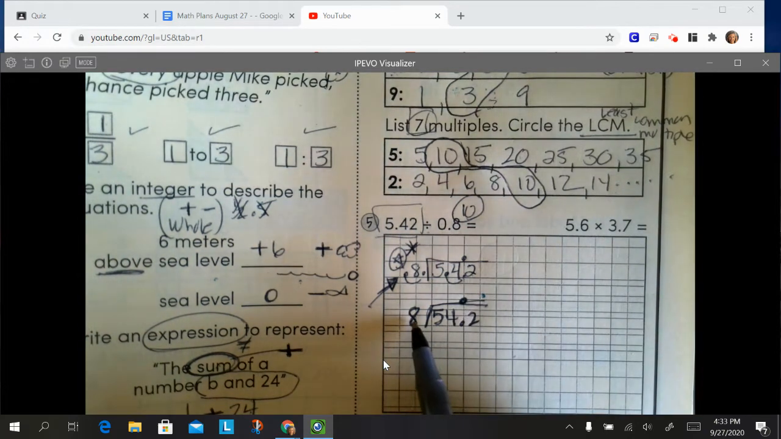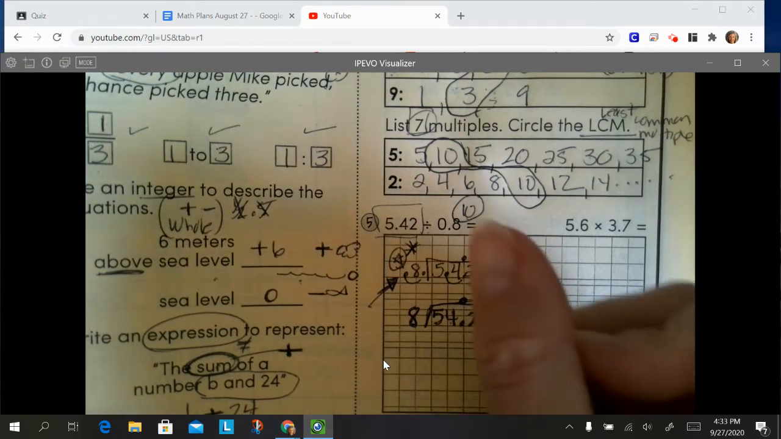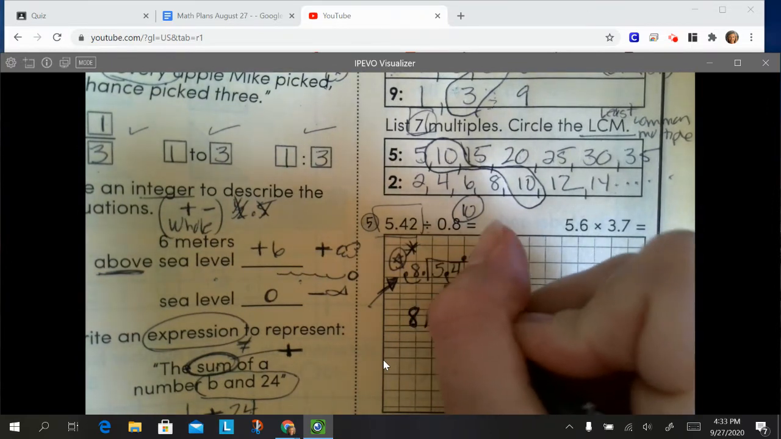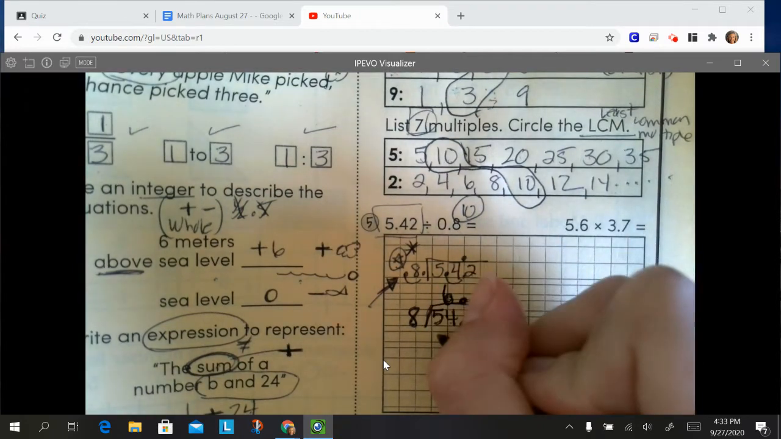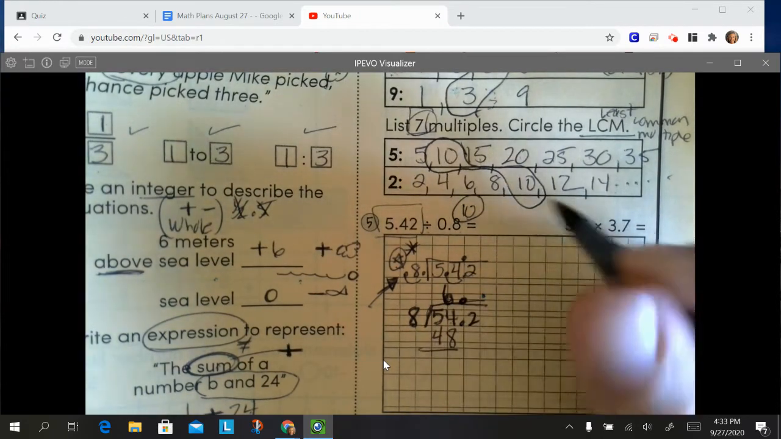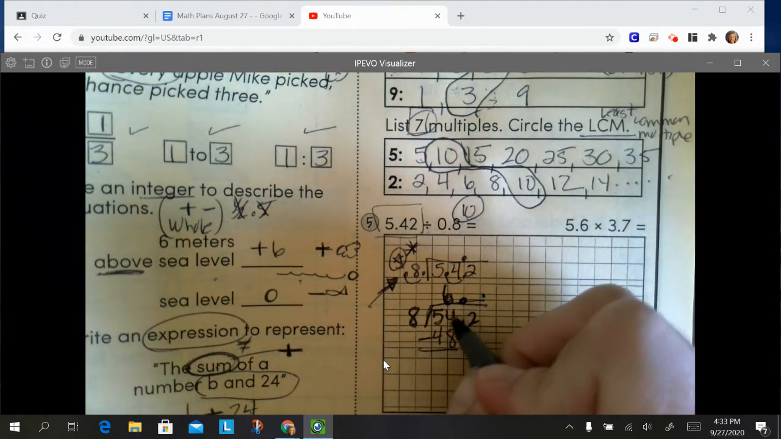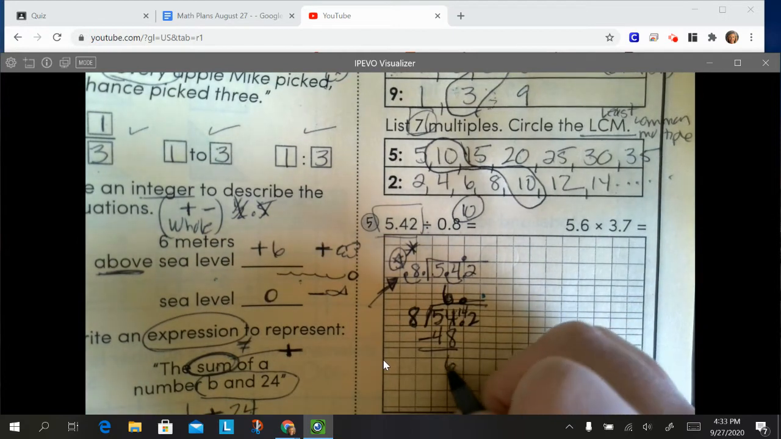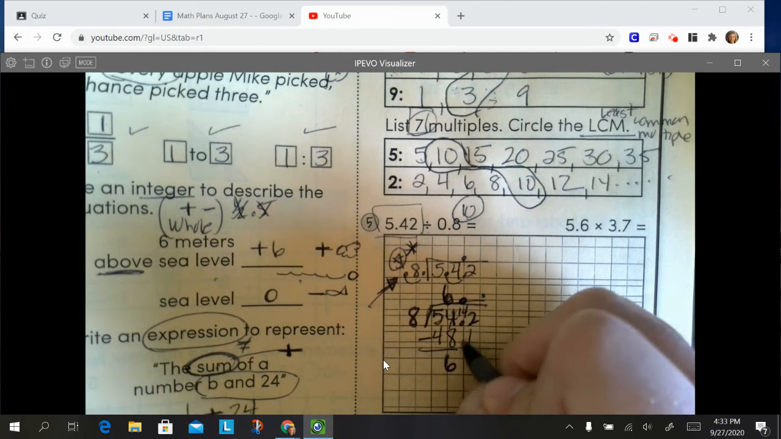You want to say to yourself, how many times does 8 go into 54? You want to think 8 times 5 is 40, 8 times 6 is 48. All right, and 8 times 7, no, 8 times 8, too many. So you just want to figure out what goes into 54. So 8 times 6 is 48. That's going to get us about as close as we can. All right, so you want to subtract 54 minus 48. This has to get changed to a 14. So 14 minus 8 is 6. Okay. And you just bring down your 2.